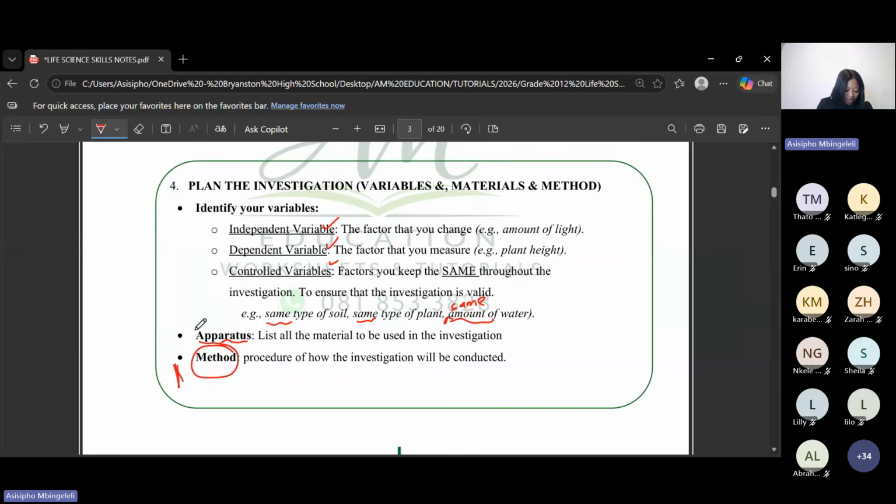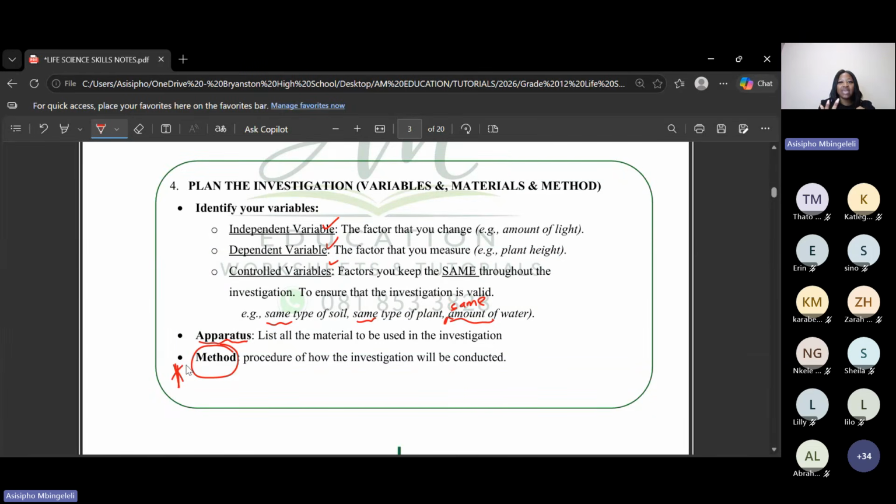The method is our friend. When you are given an investigation, the most illegal thing you can do is to ignore the method and just go straight to questions. How? You need to know how they have done the investigation, because they are going to tell you on day 1, this is what we did.